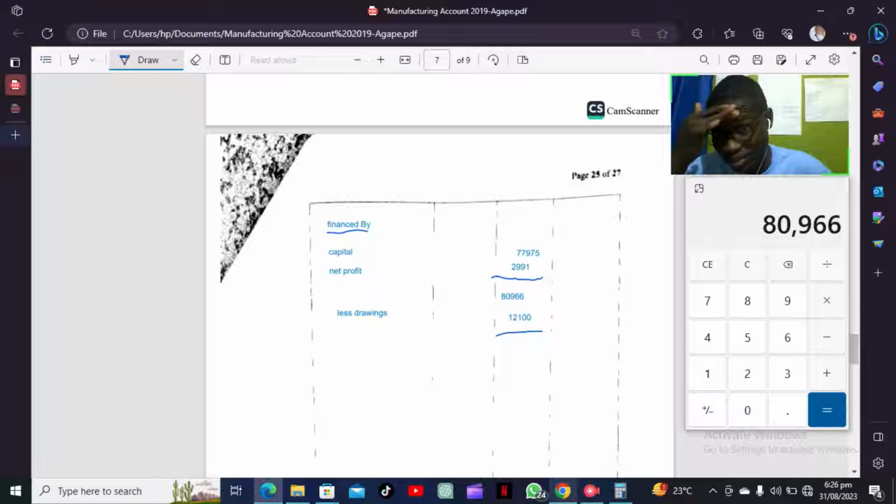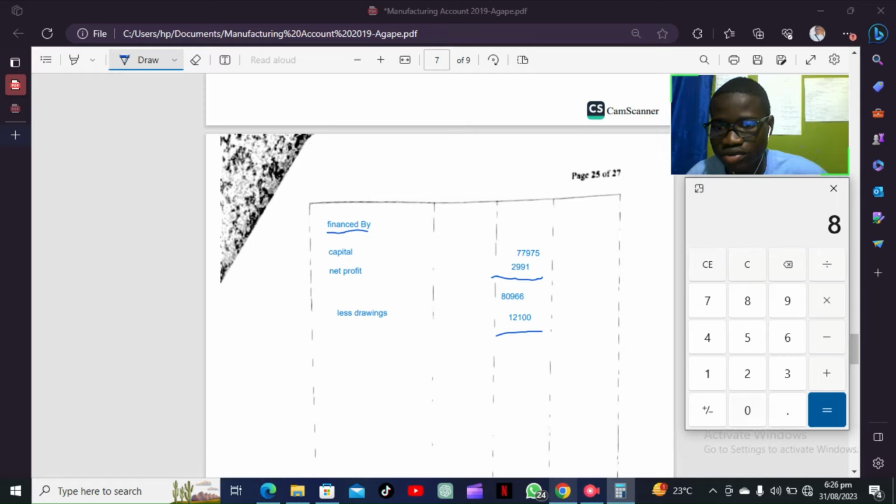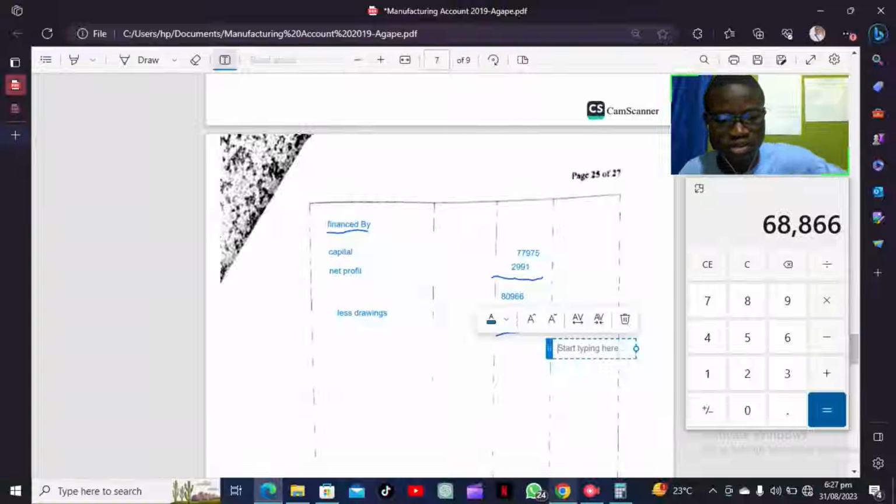Now this is the part where we're going to find out if it's going to balance or not. So this value, let me just repunch it, 80,009 minus 12,100. What are we getting? Wow. So there is a figure. The figure that we found here, we're going to write it down now. What was this figure?